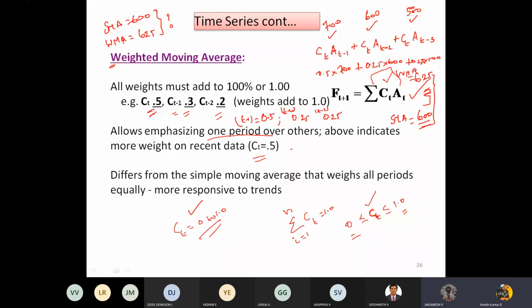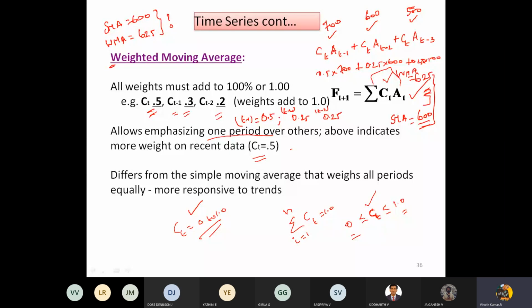See, compared with the simple moving average method, the weighted moving average method is best to predict a future forecast value, right? But when going for the exponential smoothing method, it is entirely different from the weighted moving average method, right? So let me discuss this exponential smoothing method in upcoming classes.